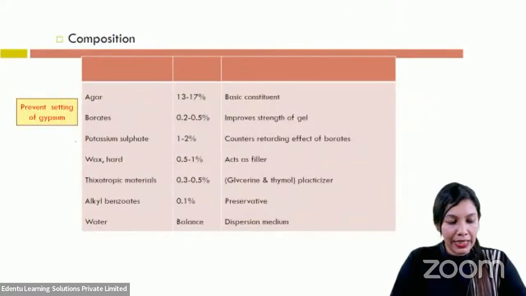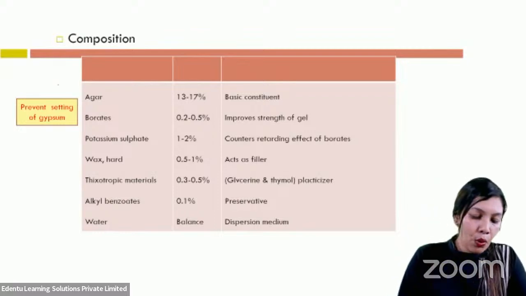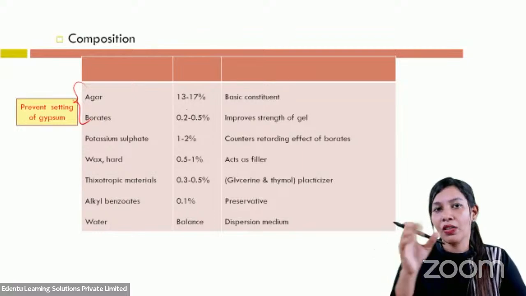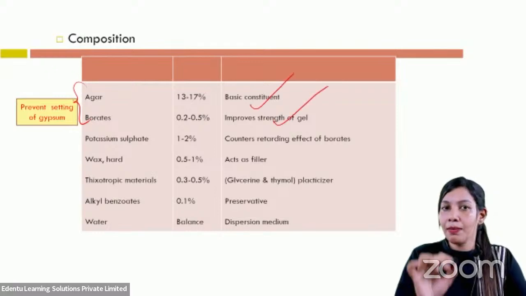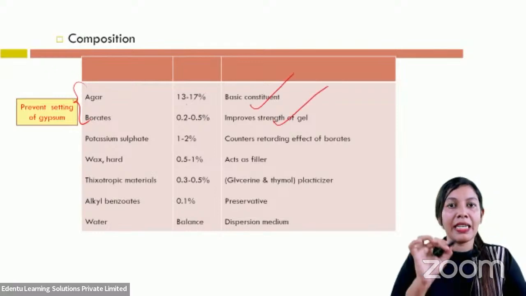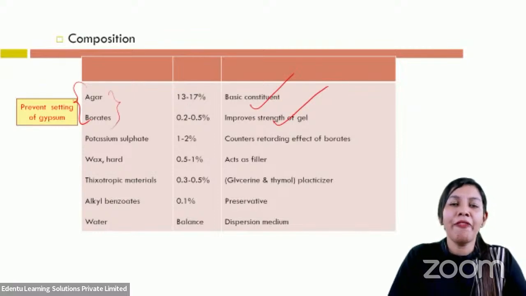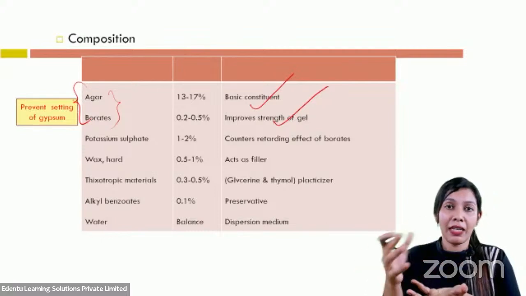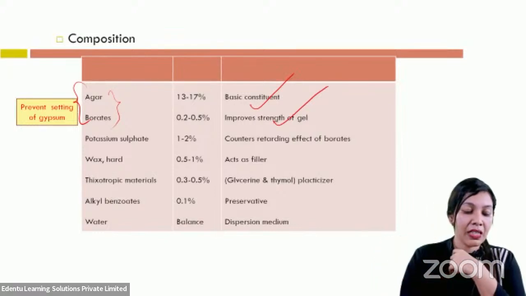So coming to the composition, again very important: agar will be there, and borate will be there. Borate, as the name suggests, like boxing, just memorize it, helps in increasing the strength. So agar is a basic constituent, and borate helps in increasing the strength too. What happens with agar and borate is that when we apply plaster on the surface for taking a replica, it prevents the setting of gypsum.